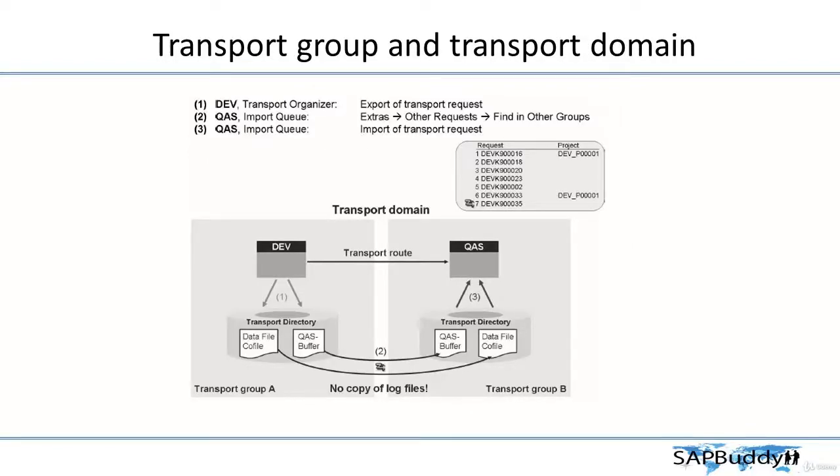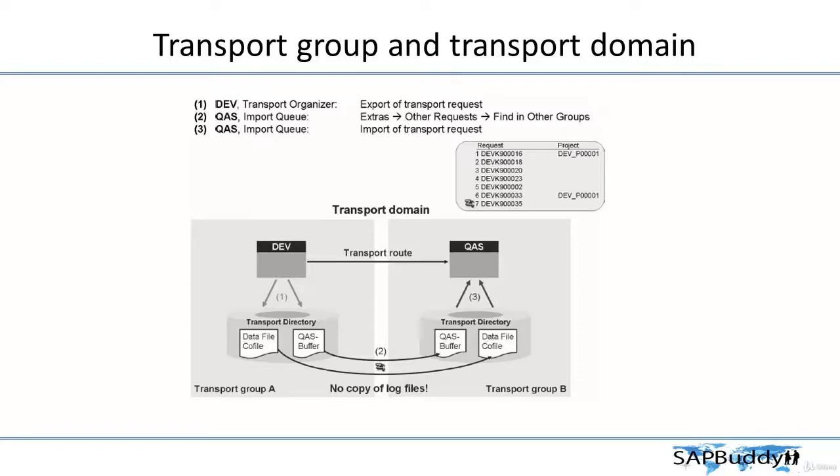Now let us go deeper into transport group and transport domain. Let's say you configure different transport groups in your SAP landscape. There will be a need to perform transport between different groups. If there is more than one transport domain in your company, there might be a need to perform the transport from one domain to another domain. So first, let's see the transport between two different transport groups.